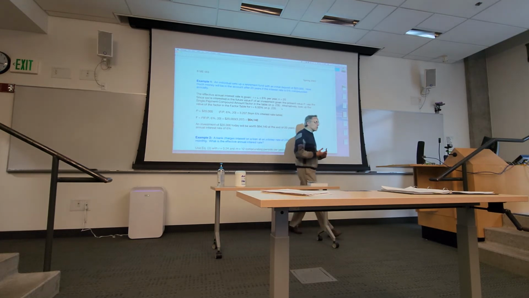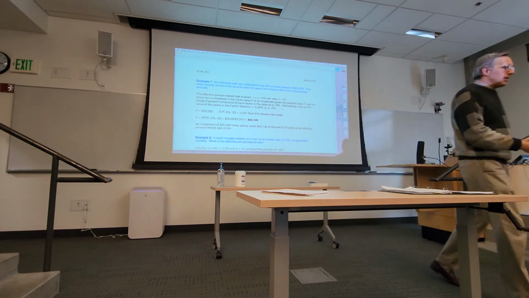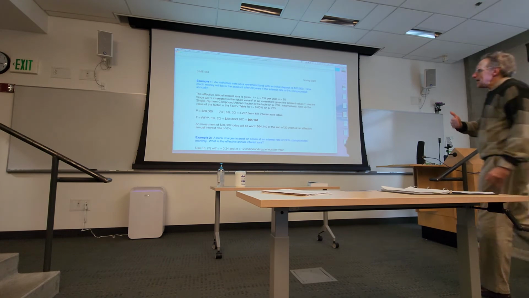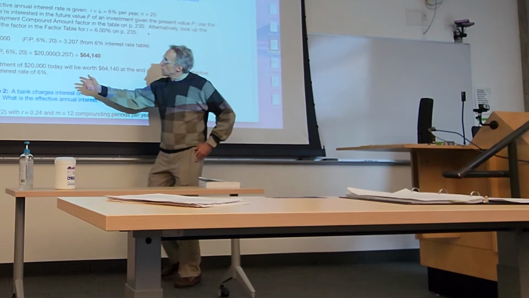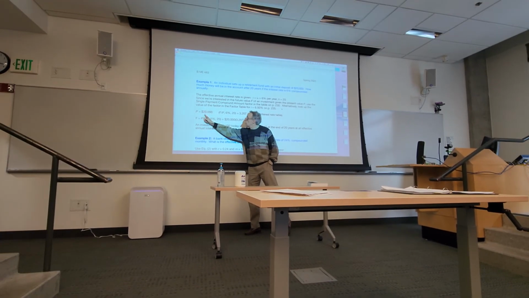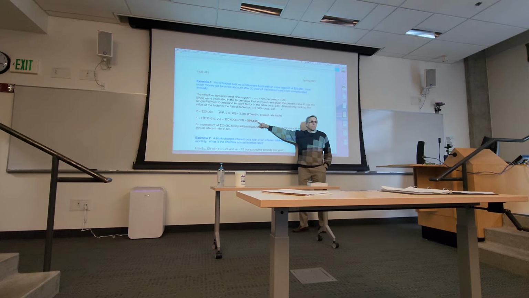What we're doing here is called equivalence. We're taking money at one point in time and trying to figure out what the equivalent value would be at another point in time. So at 6% annual interest, $20,000 today is equivalent to $64,140 in 20 years.